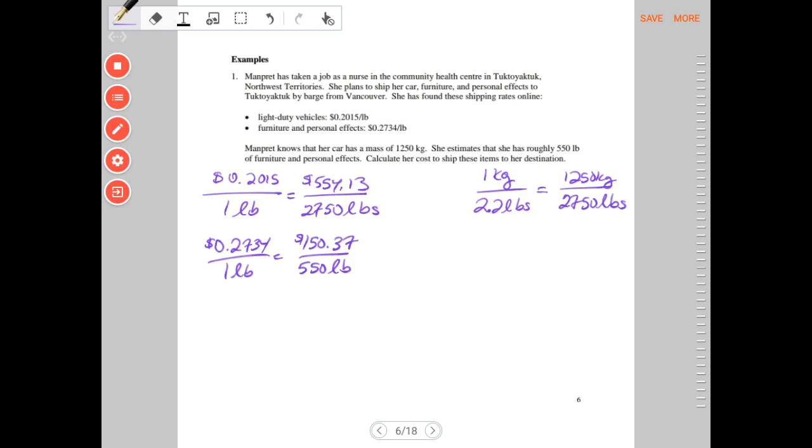Okay, so altogether then, her total would be 554.13 plus 150.37, and we would get $704.50. And that's what it would cost for Manpreet to take her stuff from Vancouver to Tuktoyaktuk. Okay, last page.